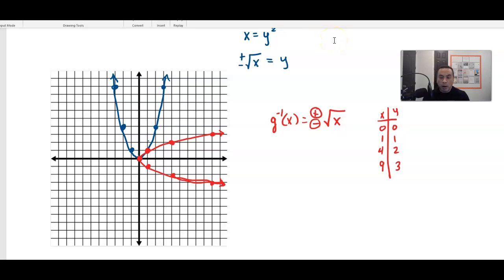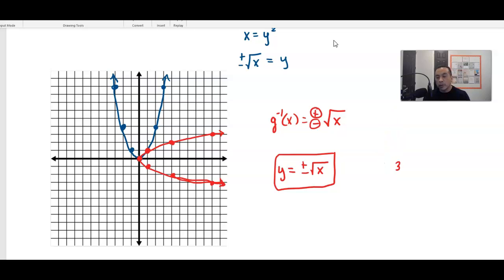So the more proper way of saying it is that the inverse of g of x is the equation y equals plus and minus the square root of x. This is actually the inverse, which is not a function. Now, if you want to call it a function, you would have to limit some values and say that you're only going to take the positive square root, like the g inverse of x.